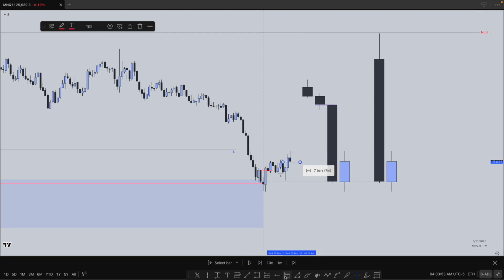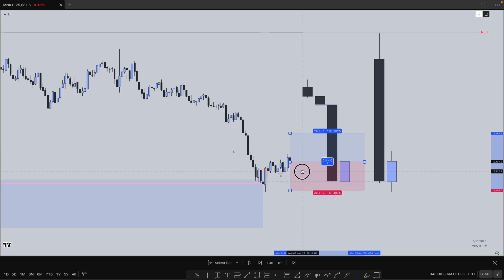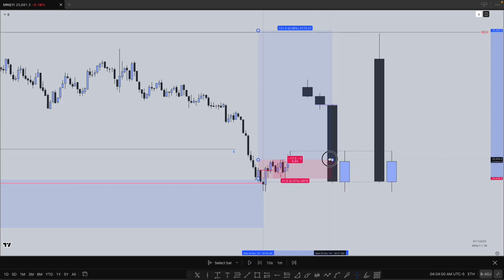There it is. So now you can put your stop loss at that order block, your low over there, stop loss at that low, which is now a protected low.